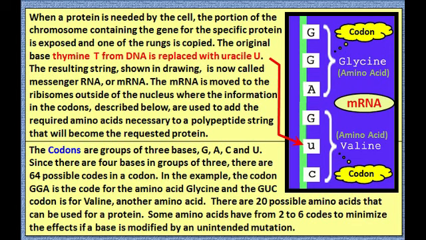The codons are groups of three bases, G, A, C, and U. Since there are 4 bases in groups of 3, there are 64 possible codes in a codon. In the example, the codon GGA is the code for the amino acid glycine, and the GUC codon is for valine, which is another amino acid. There are 20 possible amino acids that can be used for a protein. Some amino acids have from 2 to 6 codes to minimize the effects if a base is modified by an unintended mutation.